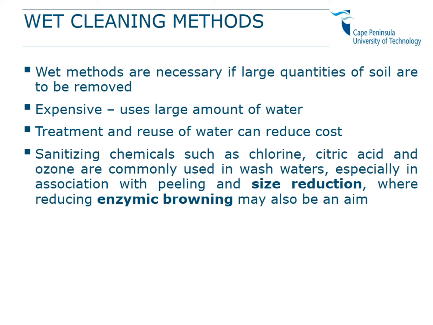Sanitizing chemicals such as chlorine, citric acid, and ozone are commonly used in wash waters. In fact, in one of the practicals that we do in blanching or preparing mixed vegetables or stir fry, we also use ozone as a cleaning step. This is especially in association with peeling and size reduction, where reducing enzymatic browning may also be the aim. As I've said in the previous video, you can also use a combination of methods to achieve the desired degree of decontamination that you may be interested in.